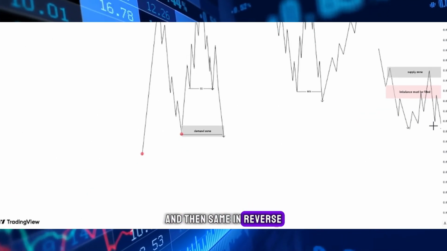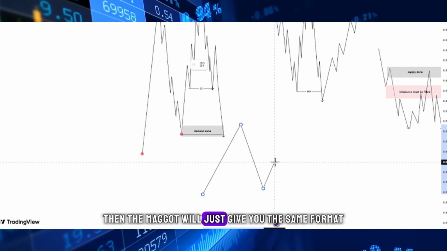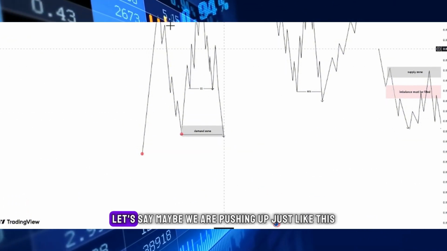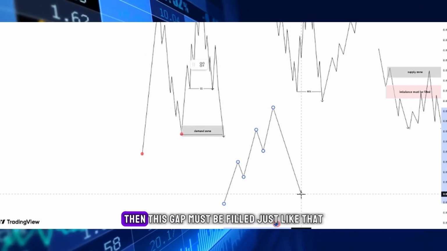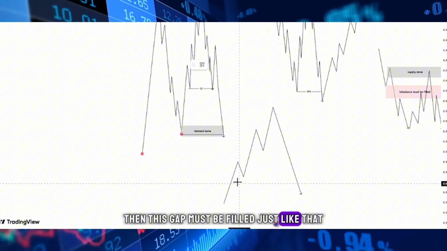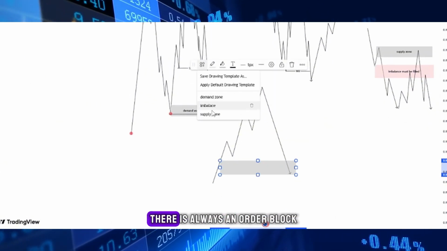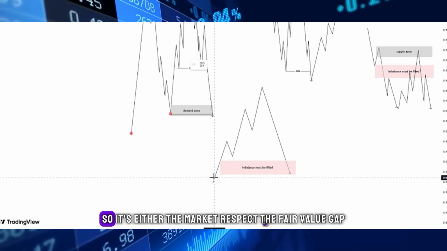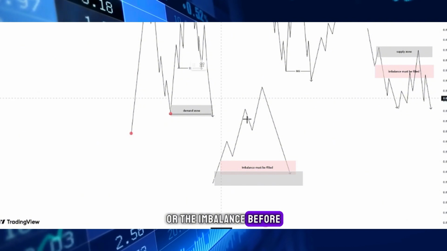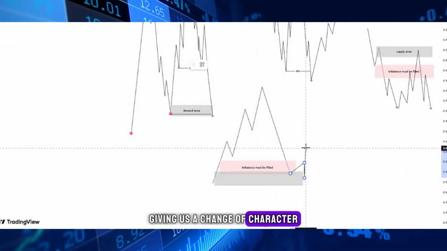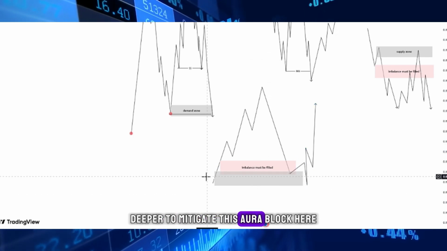And then same in reverse when it comes to your bullish example, the market will just give you the same format. Let's say maybe we are pushing up just like this, then the market leaves out a gap, then this gap must be filled just like that, and then below this area here of imbalance, there is always an order block. So it's either the market respects the fair value gap or the imbalance before giving us a change of character, or it'll just push to the downside deeper to mitigate this order block here.